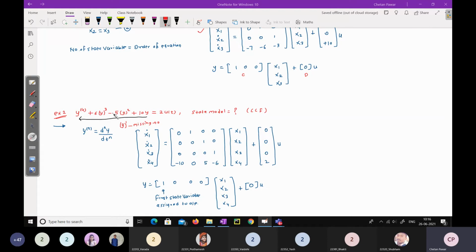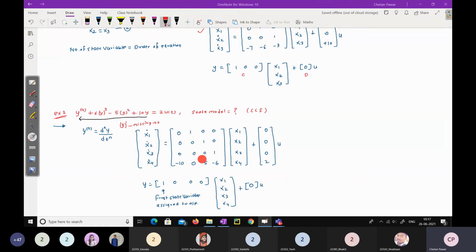So minus 5 is there, so take a plus 5. If plus 6 is there, take a minus 6, like this way, okay. So we got with this. Now, what will be the input matrix? 2 into u of t. Okay, only 2 is there. So 0, 0, 0, 2. So lastly, you need to put 2. Okay. So we got an input equation.